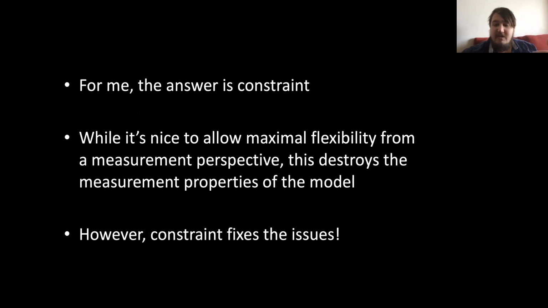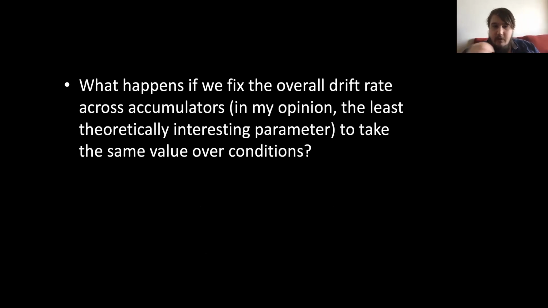And so while it's nice to allow this kind of maximal flexibility, just throw parameters at things and put minimum constraints on the model, from a measurement perspective it can often destroy the measurement properties of the model, right? However, constraint fixes the issue, which is great, right? So the fix I'm going to do is, I talked about before what I called V-mean, the overall drift rate across accumulators, which for me personally, others would disagree, in my opinion, is just theoretically uninteresting and meaningless in most cases. So what happens if we fix this value across accumulators over conditions? So V-mean is no longer allowed to vary in the model across conditions.